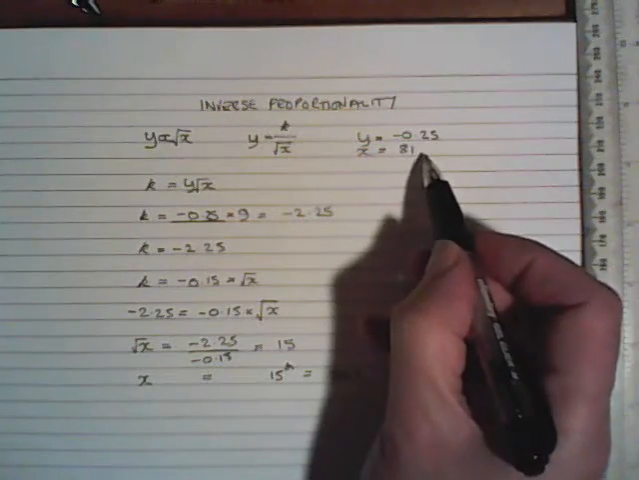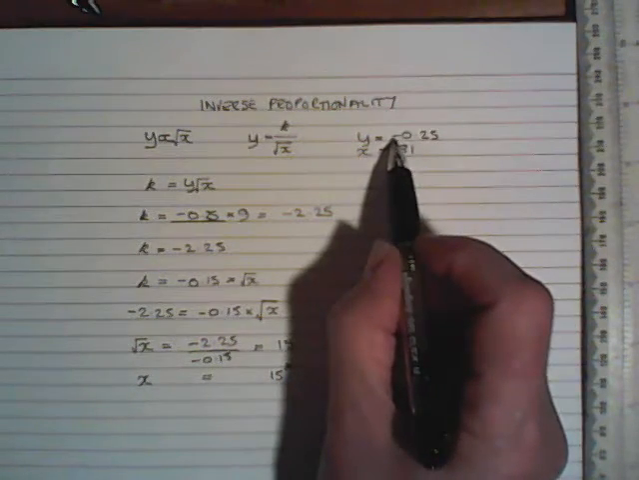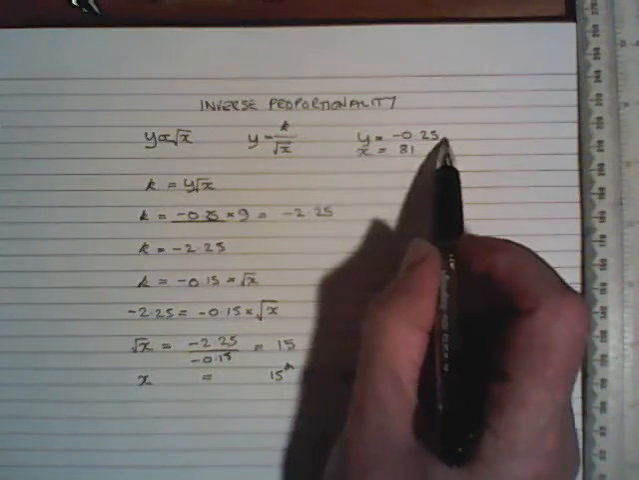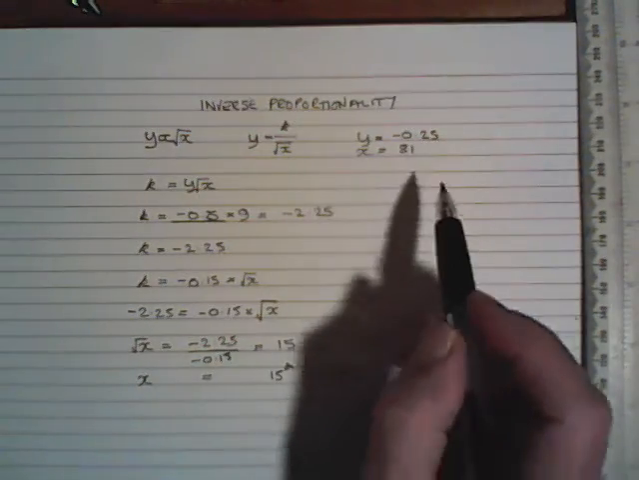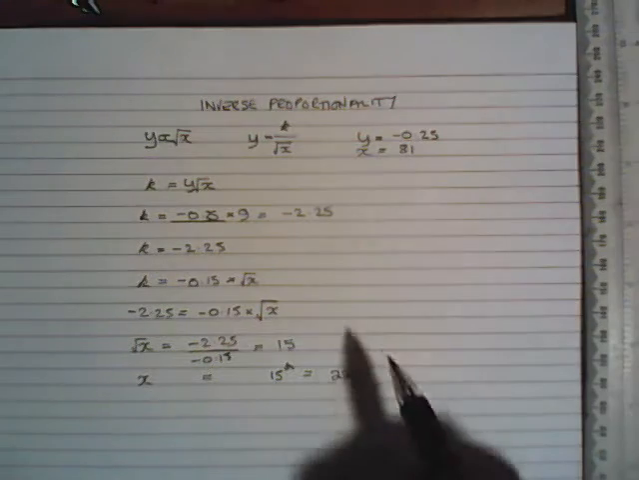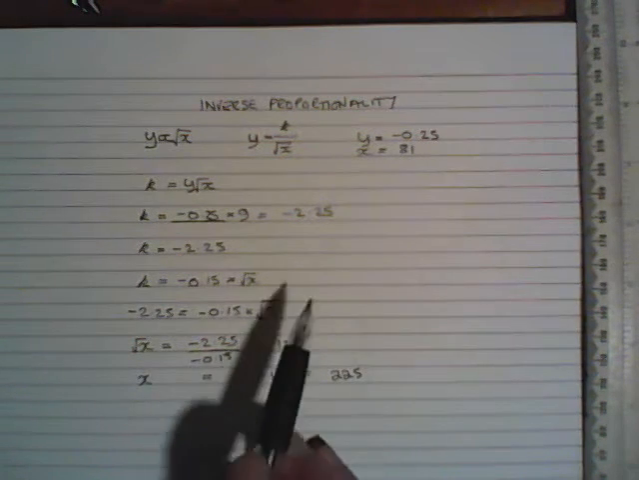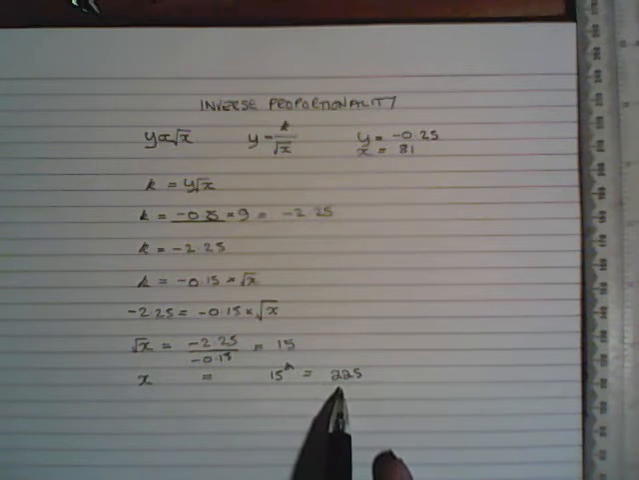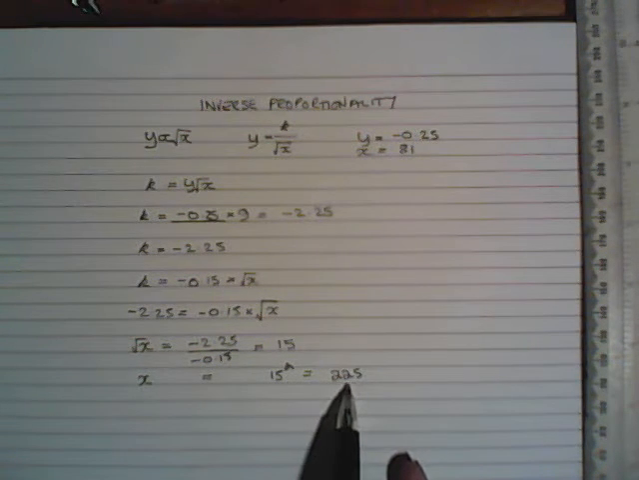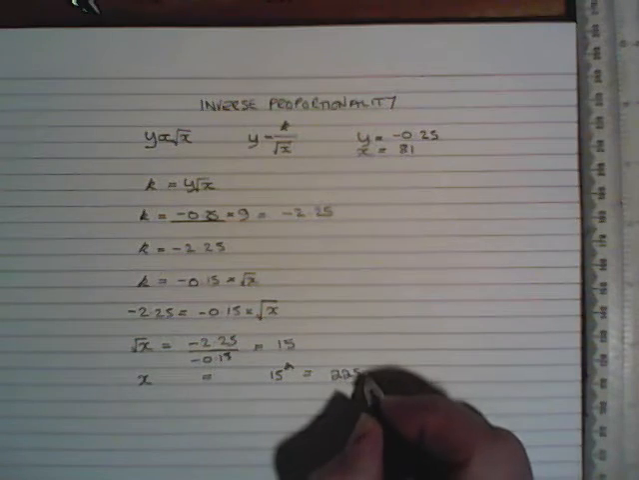So initially we had 81 when y was a value of minus 0.25. Now, this is inversely proportional, don't forget, we've changed the value of y downwards to minus 0.15, and the value of x has gone upwards. Now we find that the value of x has gone up to 225, and that is the correct answer.